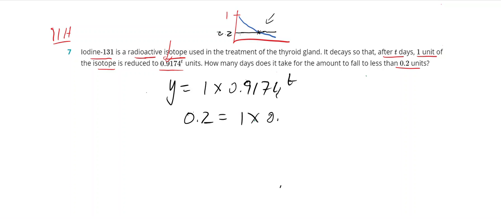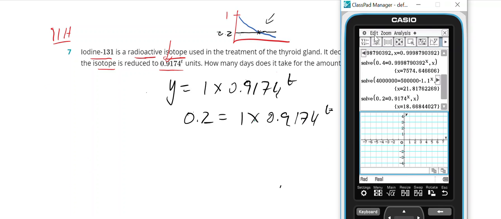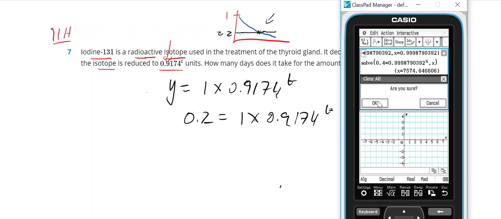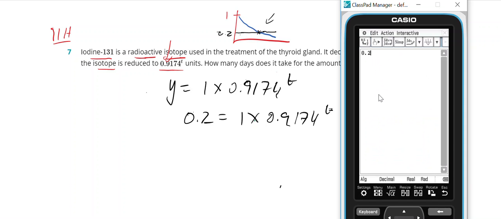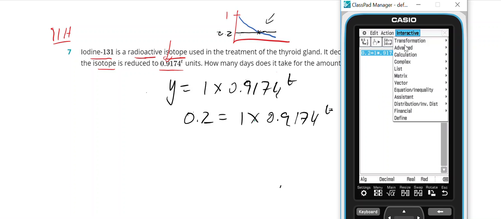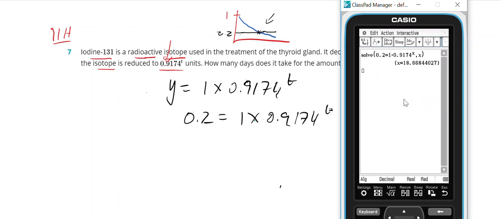So we just solve it on our CAS. I'll type it on my CAS, clear all. Let's go back to our main screen. I'm going to type 0.2 equals 1 times 0.9174 to the power x, then Interactive, Solve for x. And we can see that in terms of how many days, it will take 19 days, rounded to the nearest day.